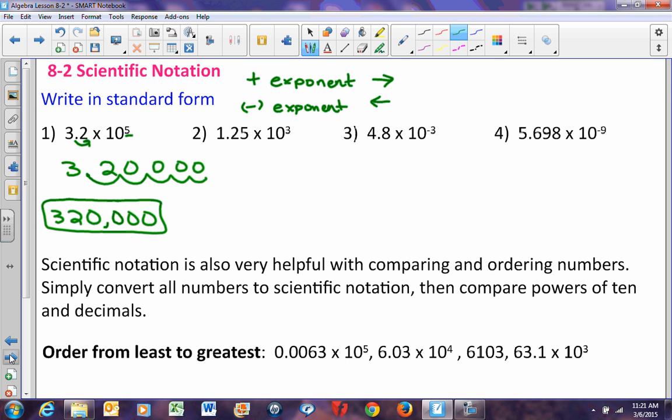1.25 times 10 to the 3rd means I need to move my decimal point 3 places to the right. In doing that, 2 places would get to the end of the 5. That 3rd place would get me to the 0, so it's 1,250.